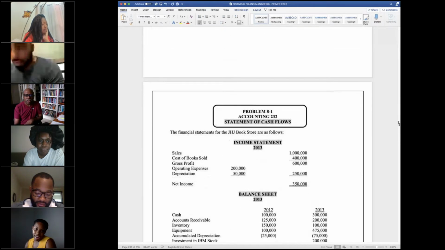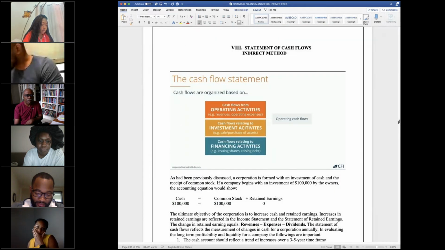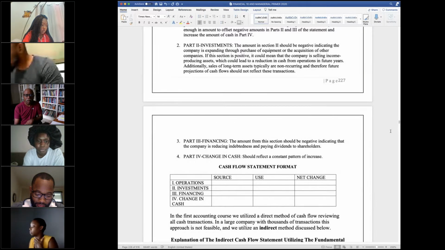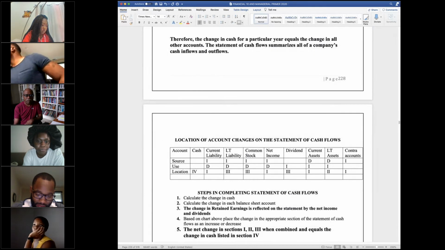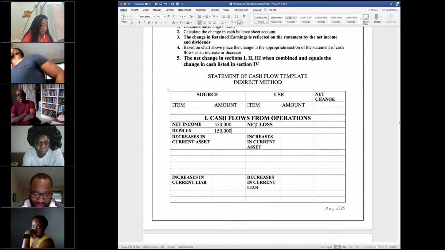So the third thing you put right here where the depreciation expense is, depreciation. So now you got three things done.